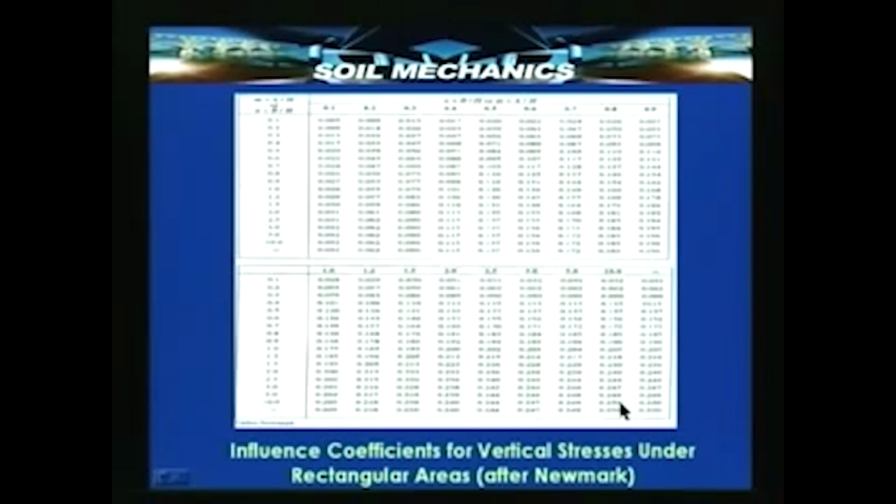That means practically all values of m and n, that is, rectangular areas from very small dimensions to very large loaded areas occupying huge extents. We can determine the stresses beneath such areas, remember, for a uniformly distributed load. This particular table has been evolved by Newmark based on Boussinesq's theory.